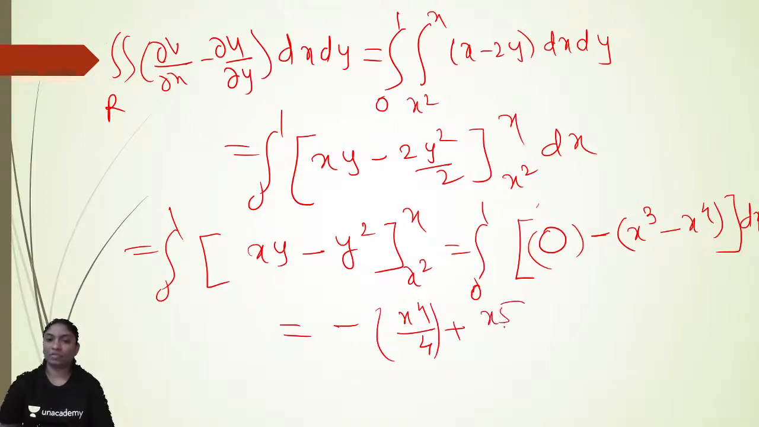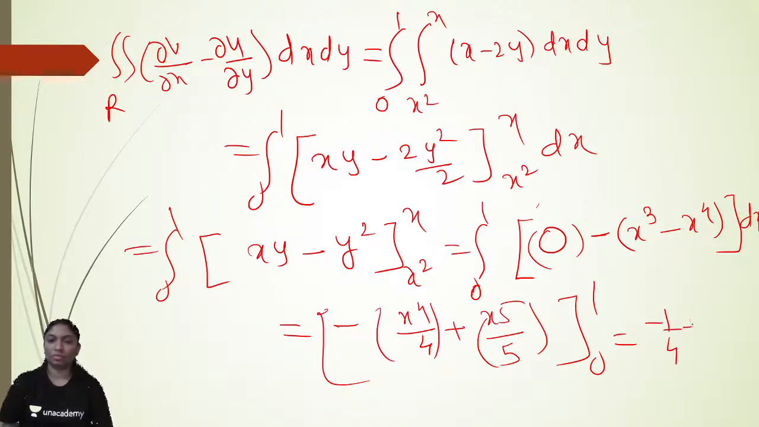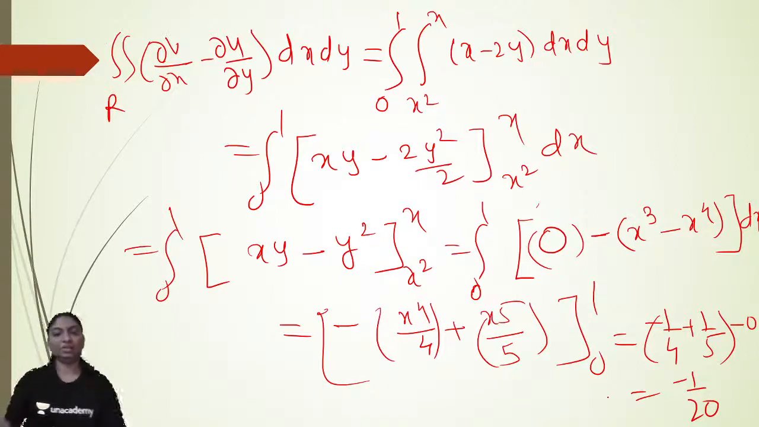Plus x raised to 5 by 5, from 0 to 1. ये बन गया minus 1 by 4 plus 1 by 5 minus 0. Minus 1 by 4, so minus 5 plus 4, minus 1 by 20. तो आ गया LHS is equal to RHS.